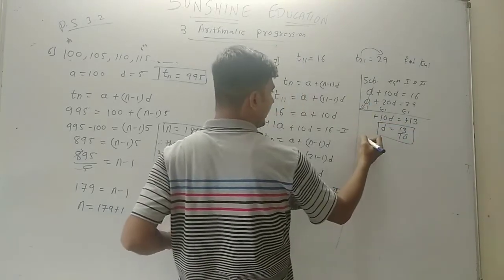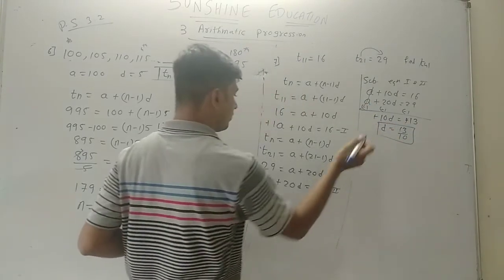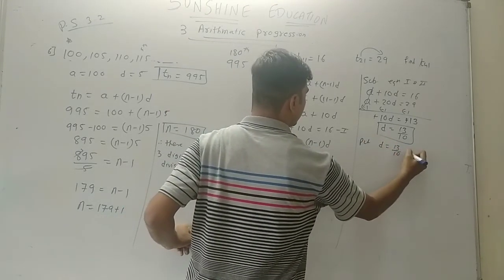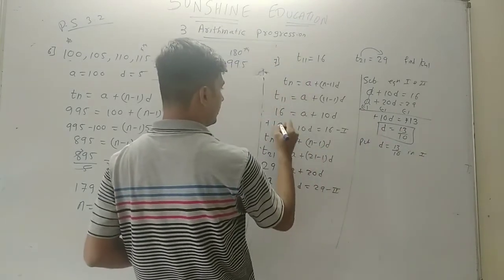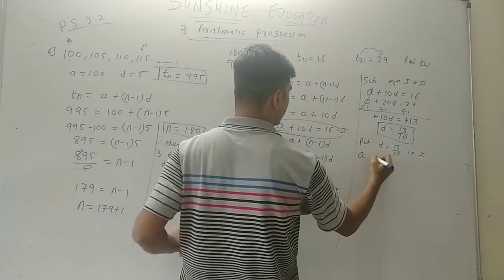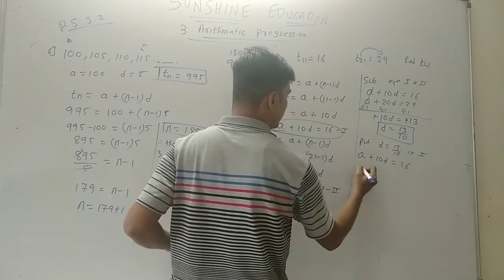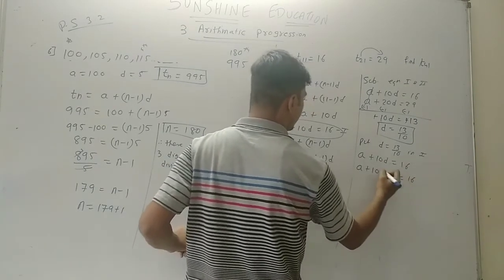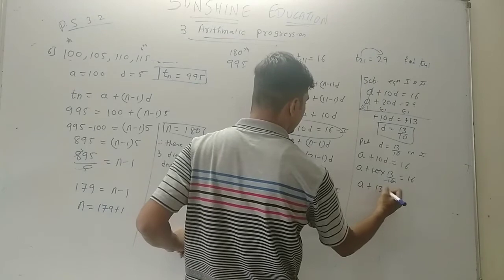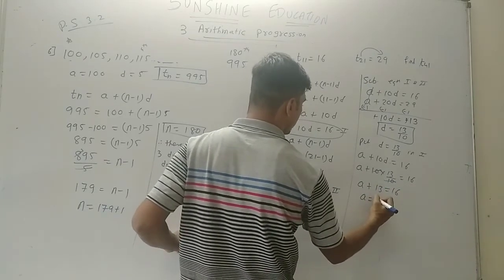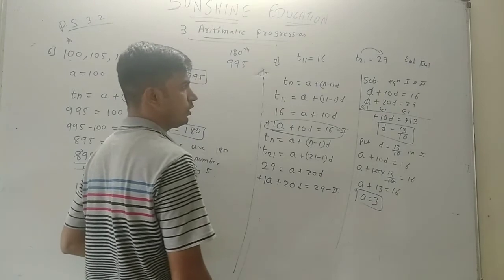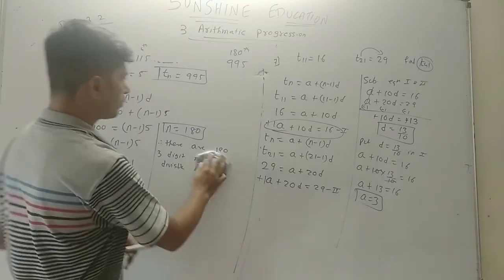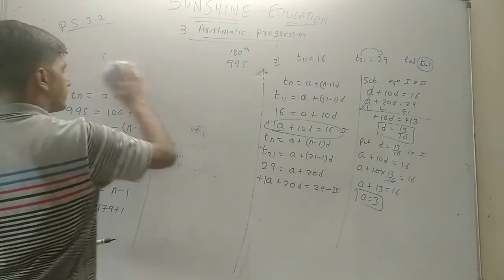Okay. Now to find a, I will put this value of d in equation number 1. Put d is equal to 13 upon 10 in 1. What is equation number 1? It is a plus 10d is equal to 16. a plus 10 into d, that is 13 upon 10, is equal to 16. 10 will get cancelled. a plus 13 is equal to 16. a is equal to 3. So we have the value of a, we have the value of d. Now what is the question? Find the T41. So for completing the question, I will use this space.